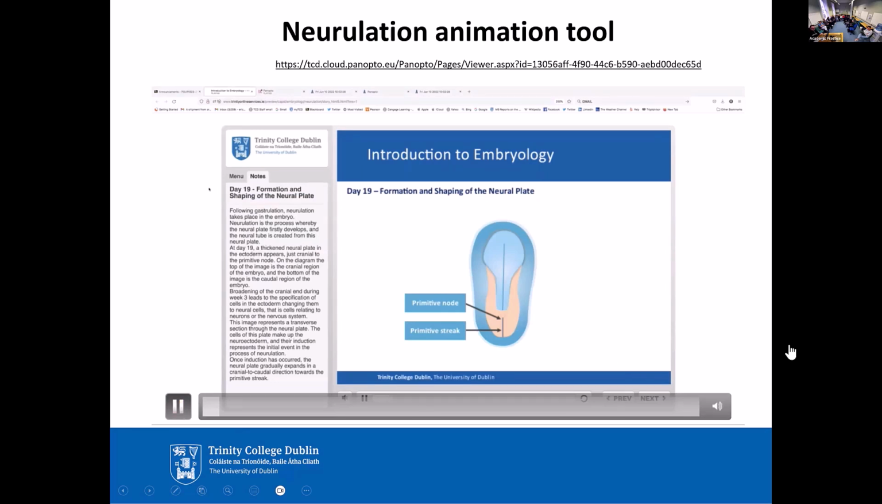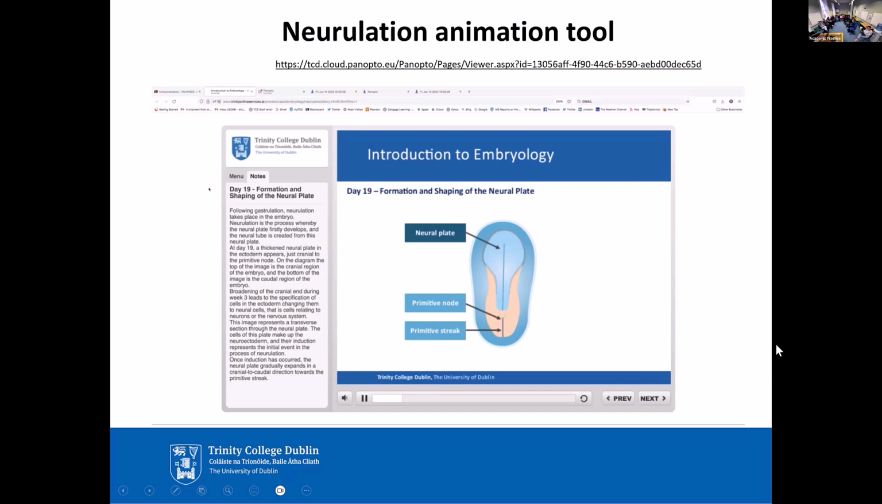This is the process whereby the neural plate firstly develops and the neural tube is created on this neural plate. At day 19, a thickened neural plate in the ectoderm appears, just cranial to the primitive node. On the diagram, the top of the image is the cranial region of the embryo, and the bottom of the image is the caudal region of the embryo. Broadening of the cranial end during week 3 leads to the specification of cells in the ectoderm changing them to neural cells. That is, cells related to neurons or the nervous system. This image represents a transverse section through the neural plate.